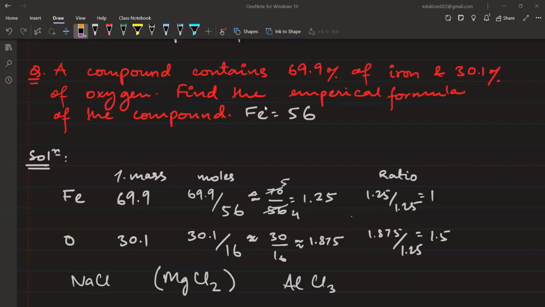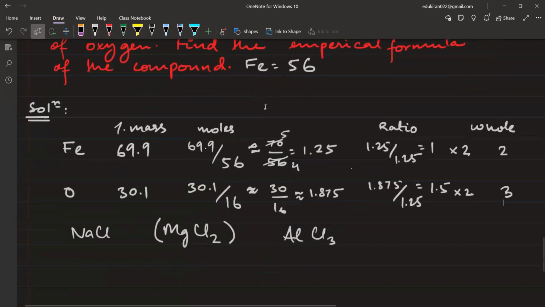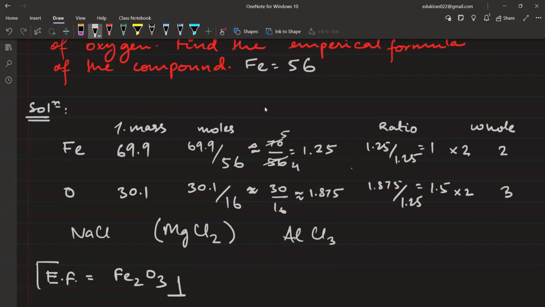Now in the ratio you have 1 and 1.5. If I want to convert this to whole numbers, you multiply this by 2 and this by 2. This will be 2, and 1.5 times 2 will be 3. So this is the simplest whole number ratio for Fe and O. That is why the empirical formula will be Fe2O3. All of you understood how to calculate, yes or no?